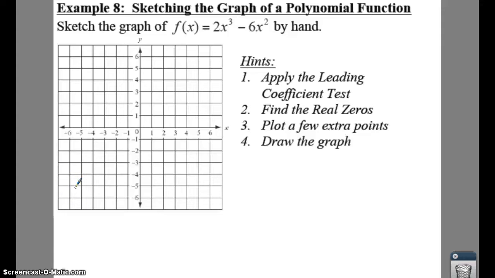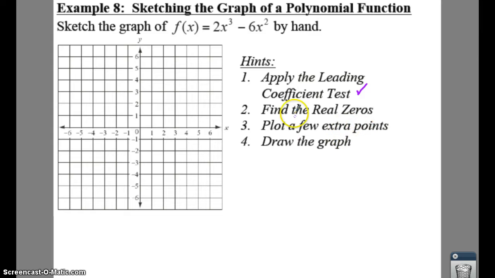Alright, so let's learn how to sketch graph a polynomial function. There's a few hints that may help you out here. Number one is you're going to want to apply the leading coefficient test. That'll tell you the end behaviors of your graph, whether it's an odd function, even function, and how your graph is going to end up. You want to find the real zeros, and then you can plot a few extra points and then draw your graph.